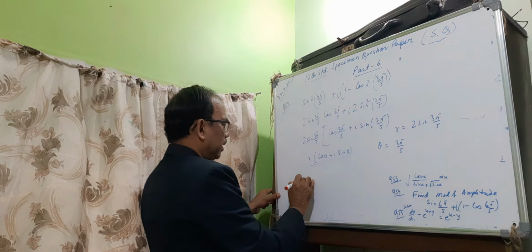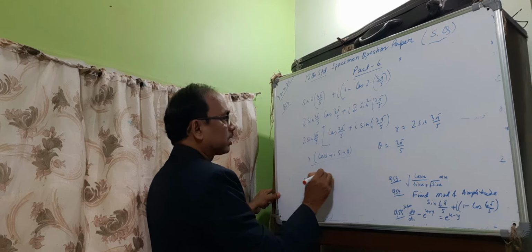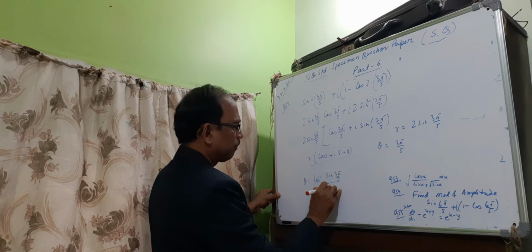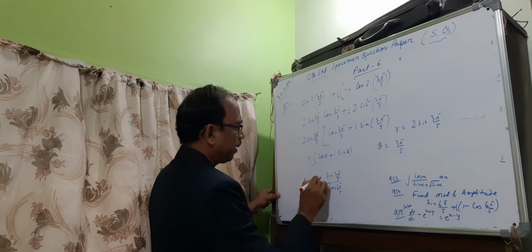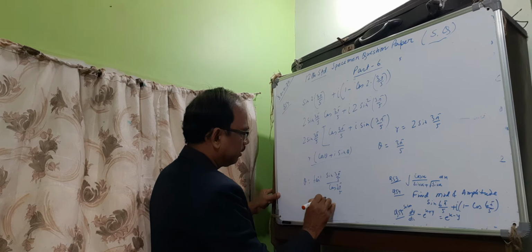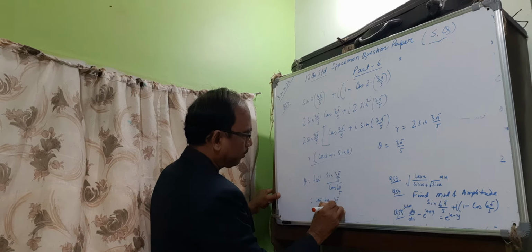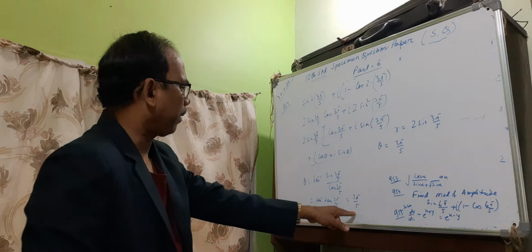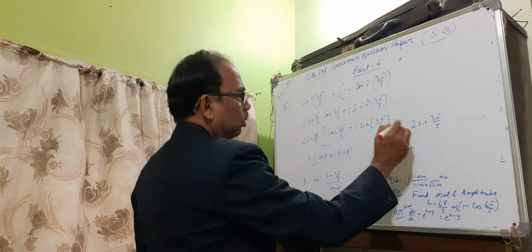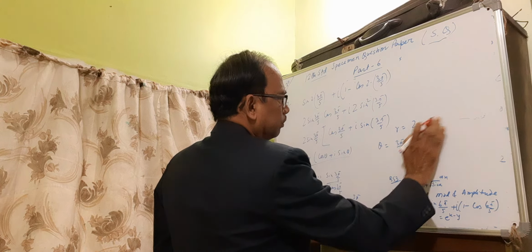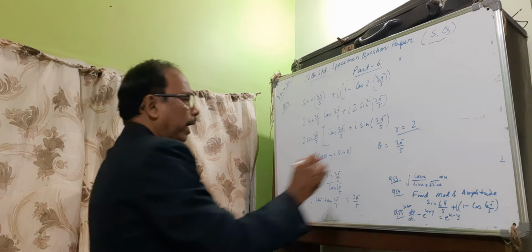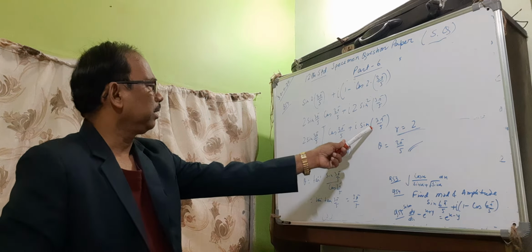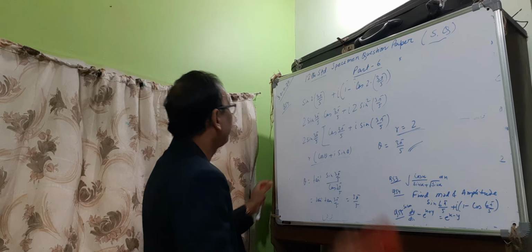Here we can get it another way. Amplitude theta equals tan inverse of B by A, that is sin 3 pi by 5 by cos 3 pi by 5, that is tan inverse tan 3 pi by 5, that is 3 pi by 5. Amplitude is 3 pi by 5 and modulus R is 2. Theta is tan inverse B by A. Next, sum number 55.